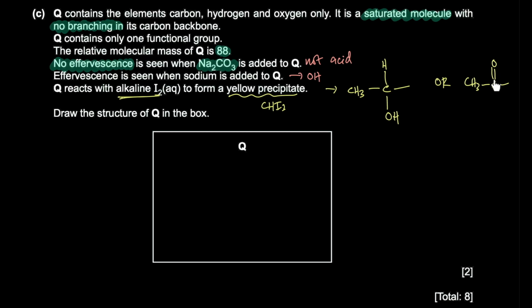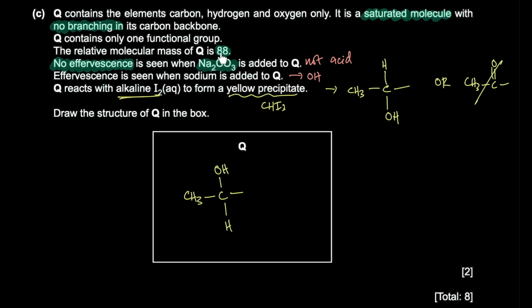We can't have a CH3CO because it's saturated, so that option's out. So it must be a CH3CHOH group. So we have CH3, then we have a CHOH. And then how many more carbon atoms do we have?